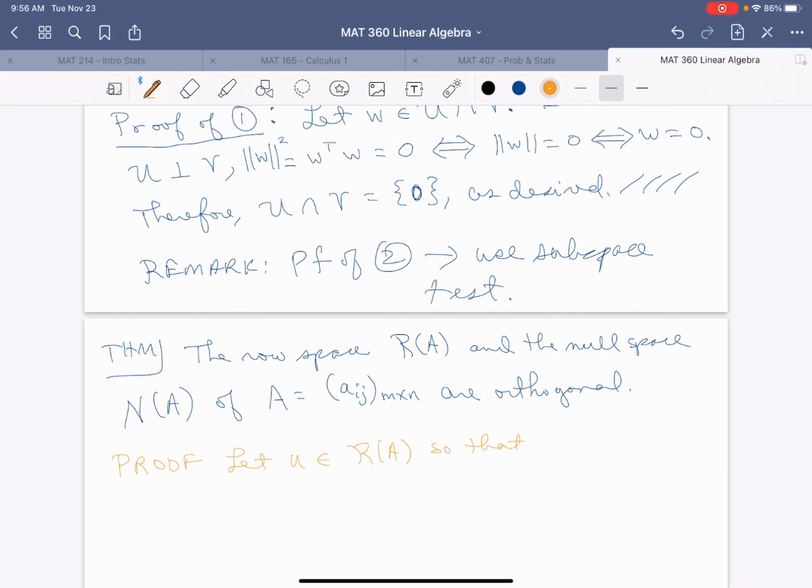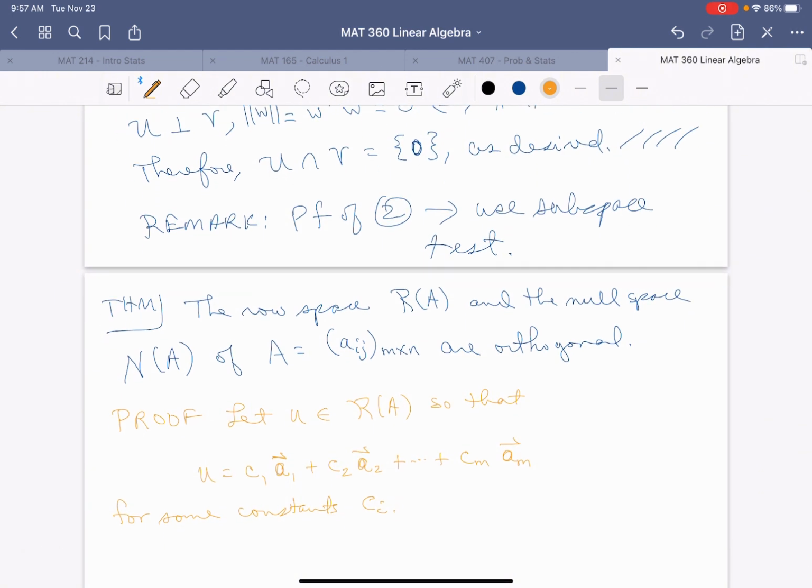So U is equal to C1 times row A1, plus C2 times row A2, plus, up to Cm times the last row of A. So this is for some constants, or you could use the word coefficients there, Ci.